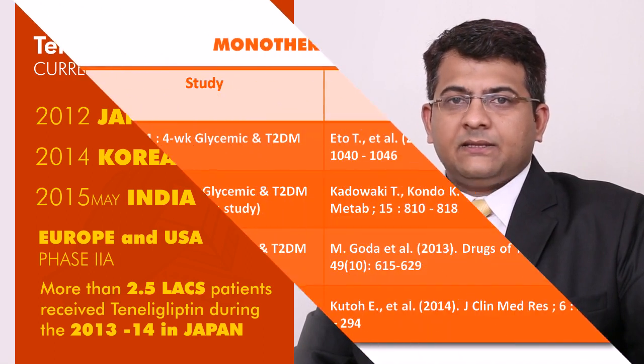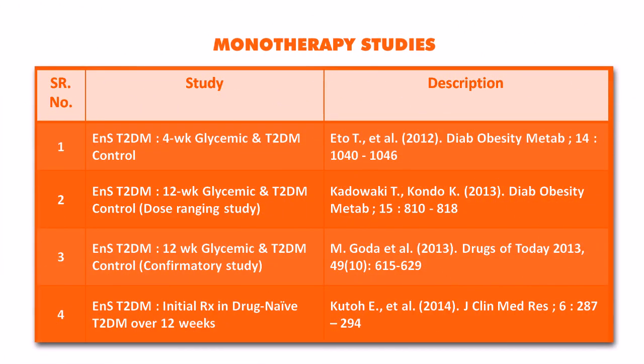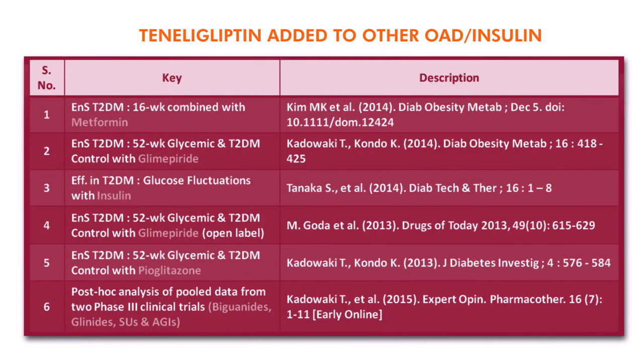Moving further, the trials are published in well-reputed journals. These are a few monotherapy trials. I will be discussing one or two trials. And before discussing the monotherapy trials, I would like to just show you the combination therapy trials. As you can see, there are almost 6 trials here.